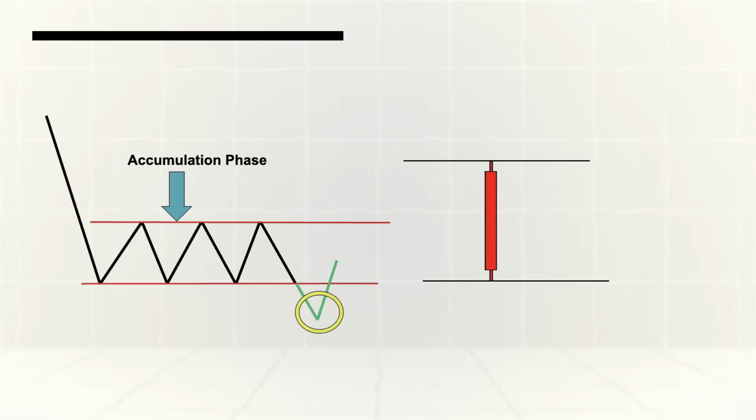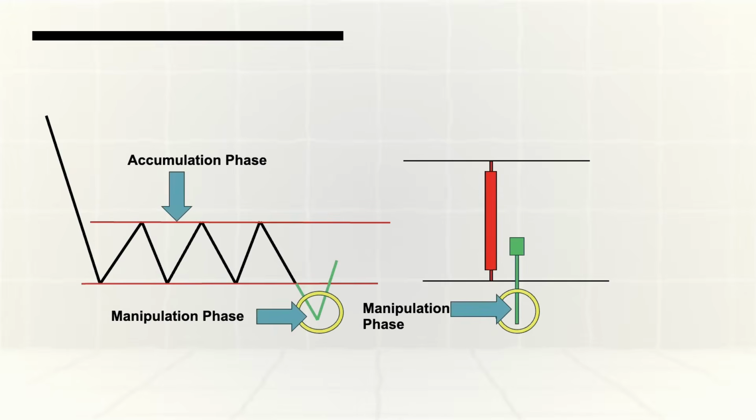Let's move forward to the manipulation phase. This is the stage where institutional participants actively seek liquidity by triggering clusters of stop losses. They intentionally drive price below support or above resistance, forcing retail traders to close positions or initiate breakout trades under the assumption that a genuine move is underway. When analyzing this phase on higher time frames, such as the daily or 4-hour chart, you'll frequently observe extended wicks or shadows. In a bullish scenario, these wicks typically stretch below the candle's low, while in a bearish scenario, they extend above the candle's high.